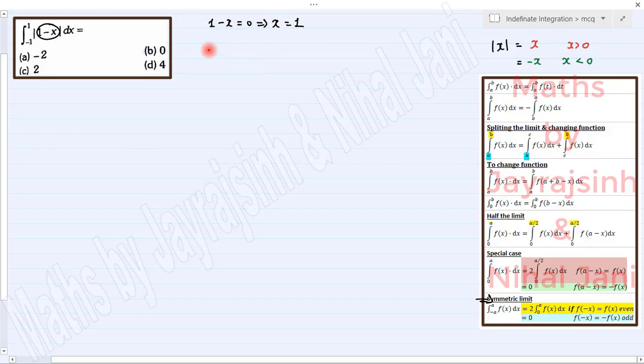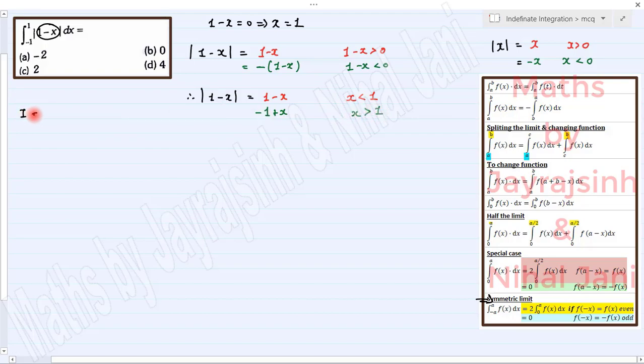Okay. So we can say for mod 1 minus x, when 1 minus x is greater than 0, we will get 1 minus x, and when 1 minus x is less than 0, we will get minus of 1 minus x. Or we can say mod 1 minus x is simply 1 minus x at x less than 1, and it will be minus 1 plus x at x greater than 1. Now here we have to integrate from -1 to 1.